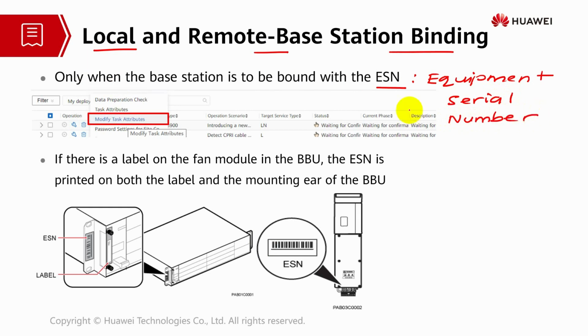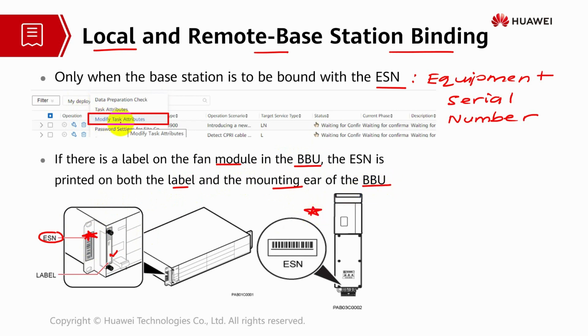This is the ESN. There is a barcode label on the BBU side. So this is the label. Basically this is the ESN that will be bound with the base station. If there is a label on the fan module in the BBU, the ESN will be printed on the label and the mounting here of the BBU.